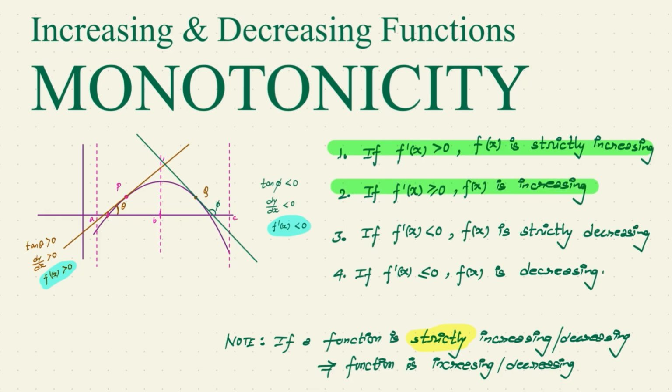In number 3, if f dash x is less than 0, then f of x is strictly decreasing, and similarly if f dash of x is less than or equal to 0, then f of x is decreasing only. We do not say strictly decreasing that time.